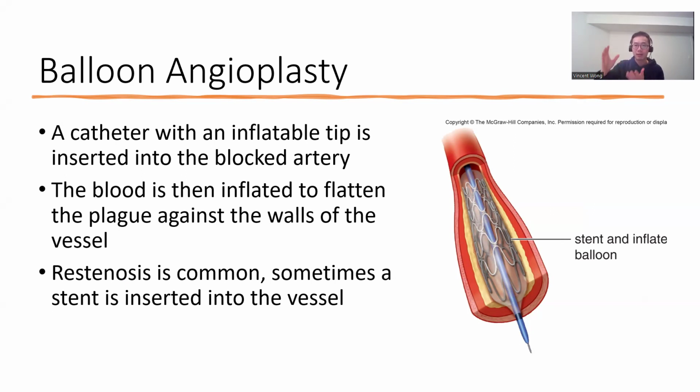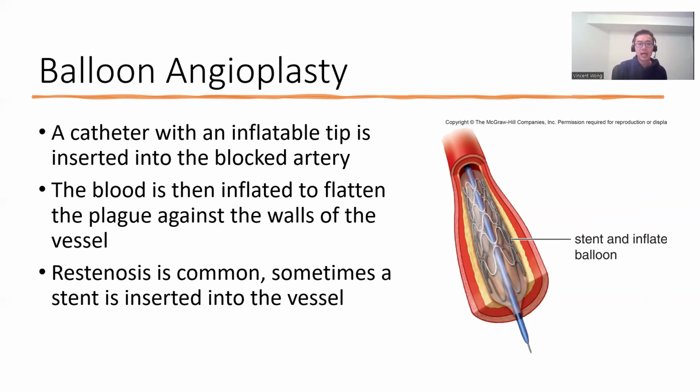They have ultrasound to help guide the catheter, okay? And of course, they have to figure out where it is blocked to begin with, right? So there is a dye that they can inject into your blood vessels, and then they can take an X-ray, and we call that an angiogram, right? So they can figure out exactly where it's blocked.